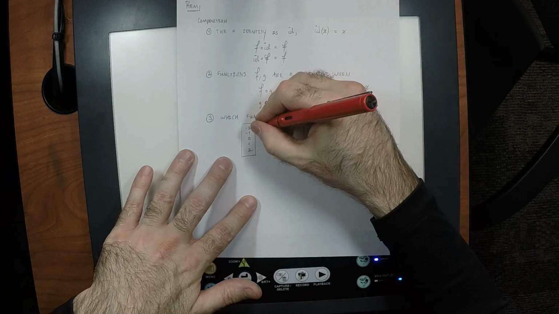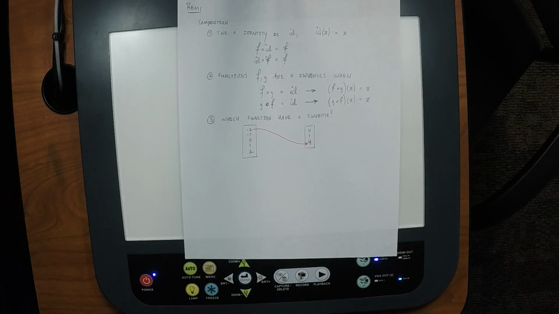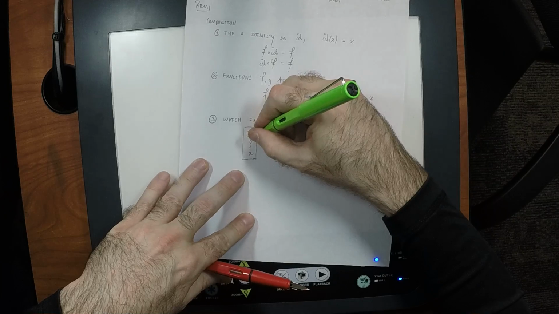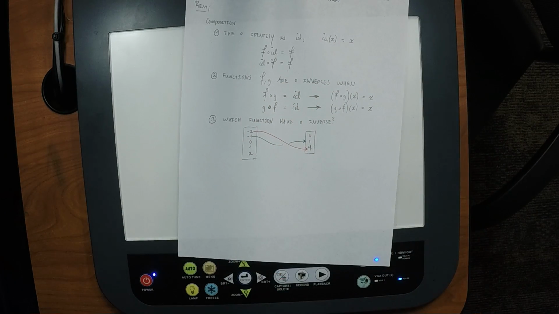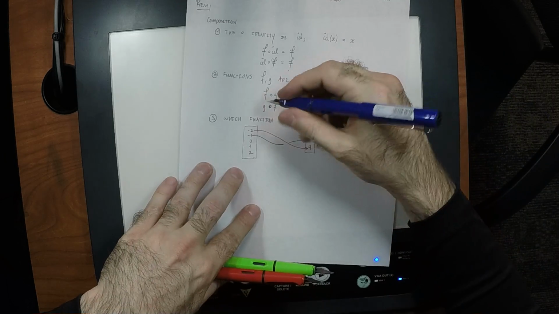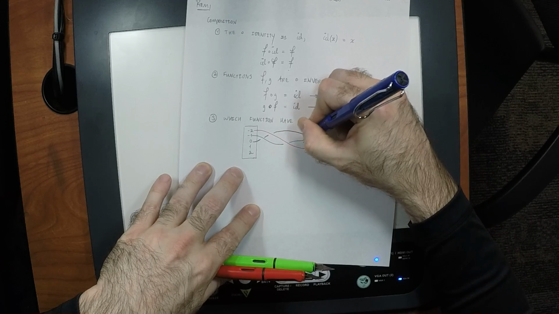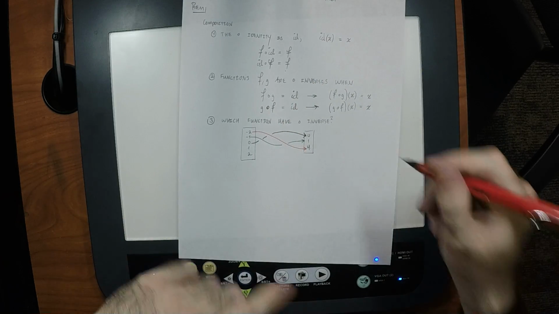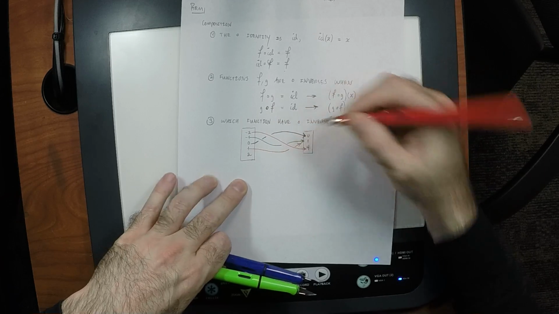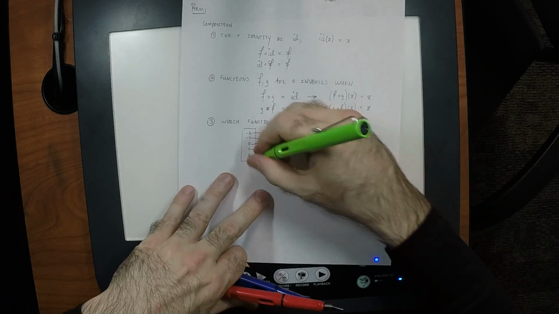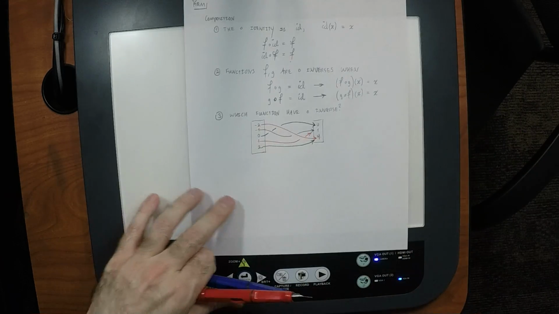So that means that -2 will go to 4, -1 to 1, 0 to 0, 1 to 1, and 2 to 4. All right.